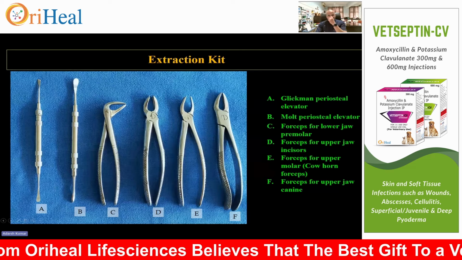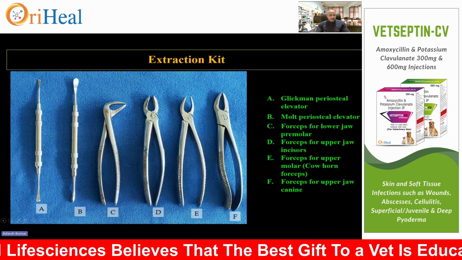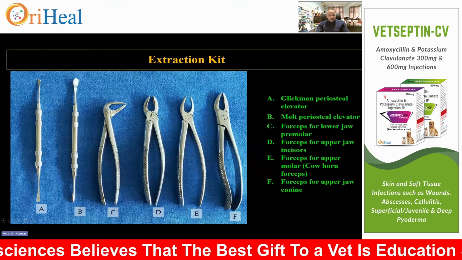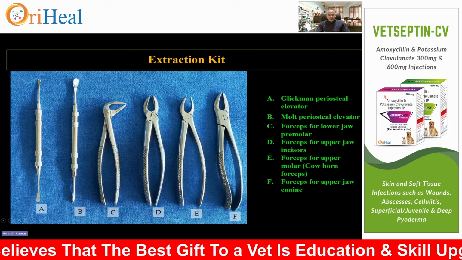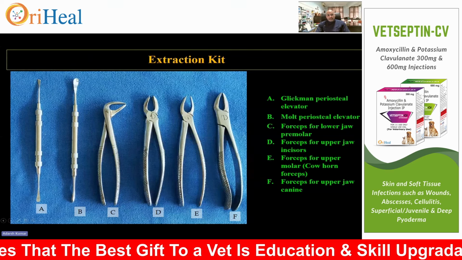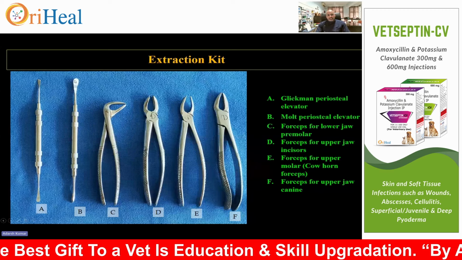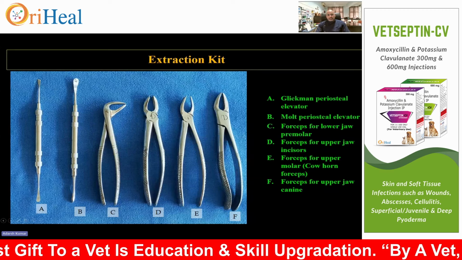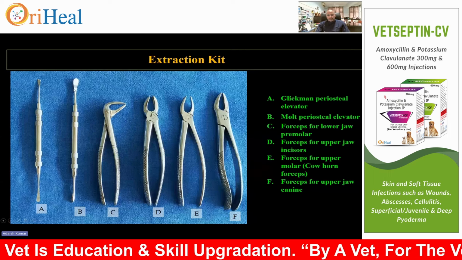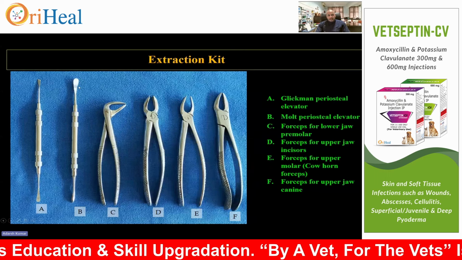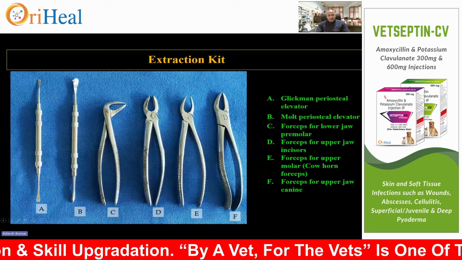Now this is the Glickman periosteal elevator, and this is also a mold periosteal elevator. This is used to raise the flaps. Can you see this spatula shape? It is very fine and sharp also, but not so sharp as to cut the mucosal flap. Okay, so we use them to harvest the flaps.